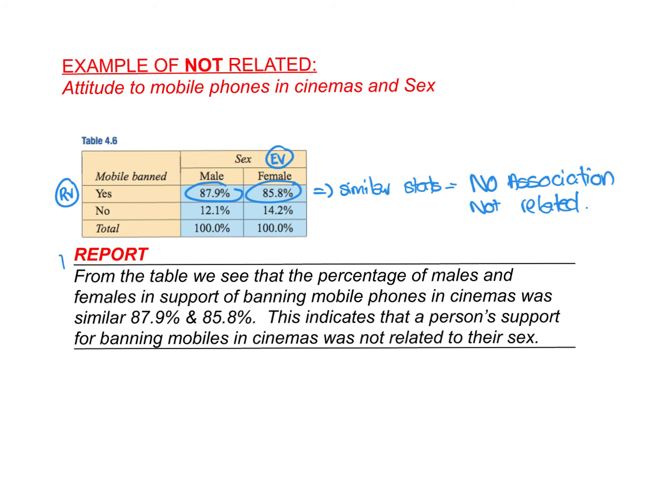So down here, when we look at the report, we see from the table, we see the percentage of males and females in support of banning mobile phones was similar, and they've done the stats. So there's their 1 mark. And this indicates that the person's support for banning mobile phones is not related. And there's the statement saying whether it was associated or not, and it's not related, and there's their other mark.